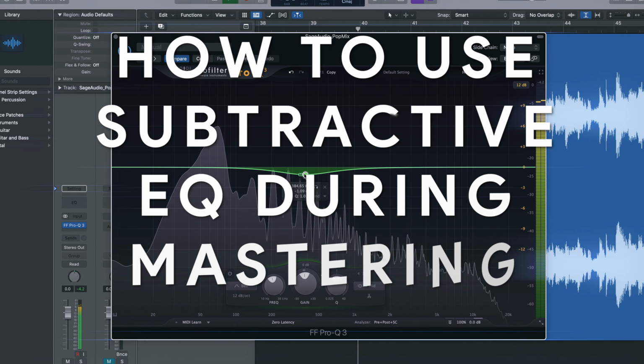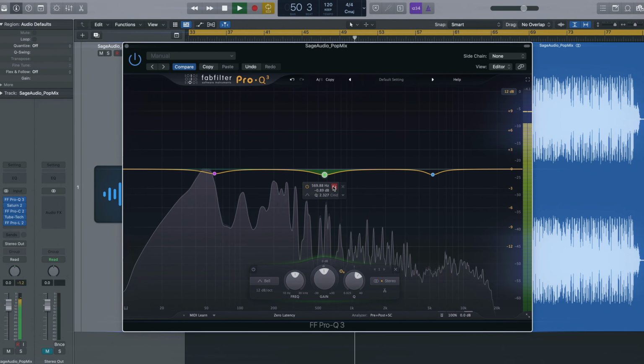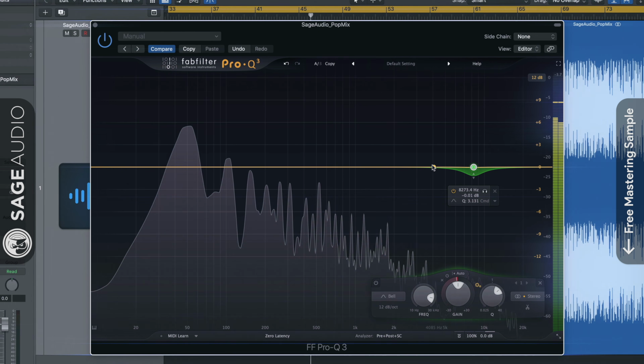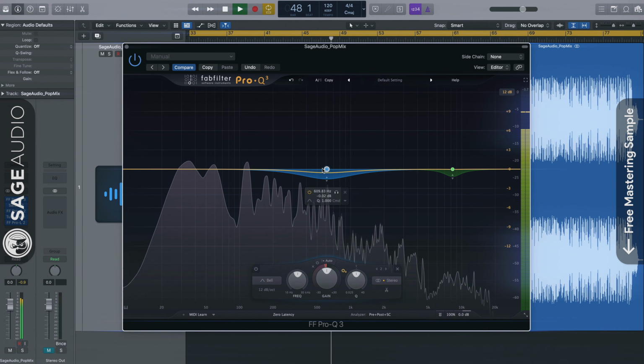Today we'll cover how to use subtractive equalization during mastering. We'll discuss subtractive equalization in general, when you should use it during mastering, and some of the more advanced details that you should keep in mind while introducing it to your master.